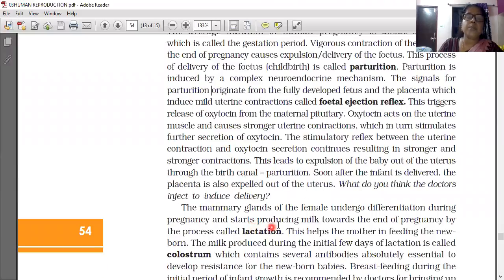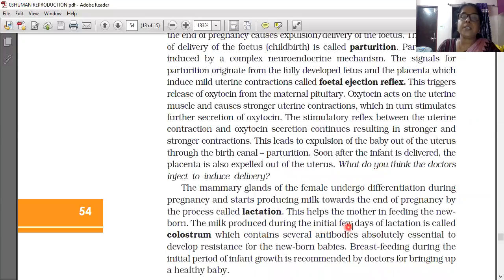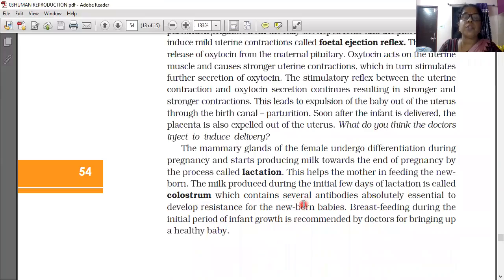Now the mammary glands of the female also undergo differentiation during the pregnancy period of nine months and start producing milk towards the end of pregnancy by the process called lactation. This helps the mother in feeding the newborn. The milk produced during the initial few days of lactation is colostrum, which contains several antibodies, especially immunoglobulins, essential to develop resistance in newborn babies. Breastfeeding during the initial period of infant growth is recommended by doctors for bringing up a healthy baby.